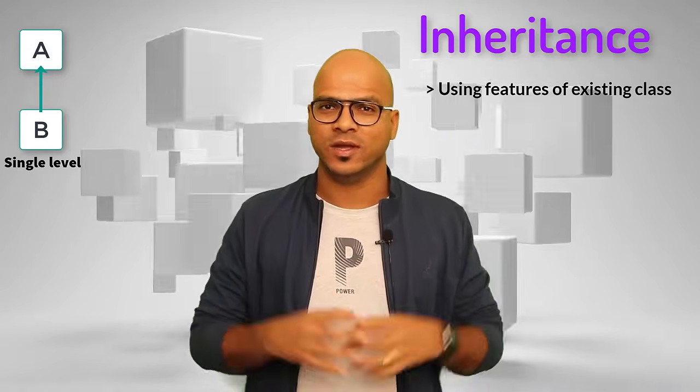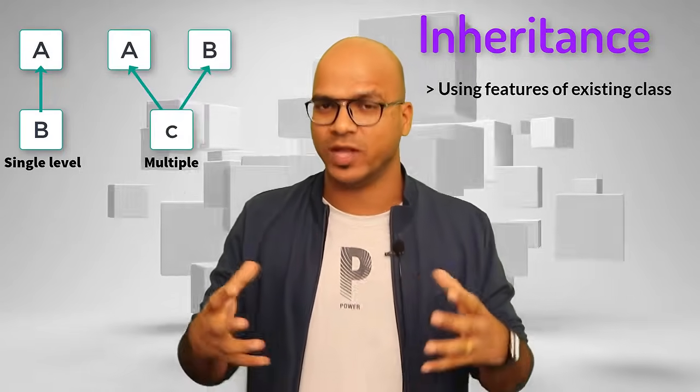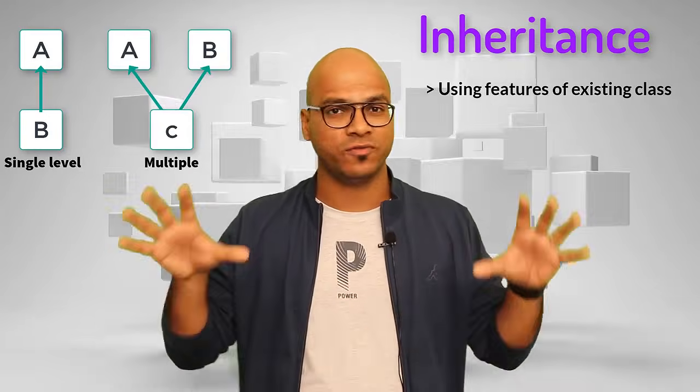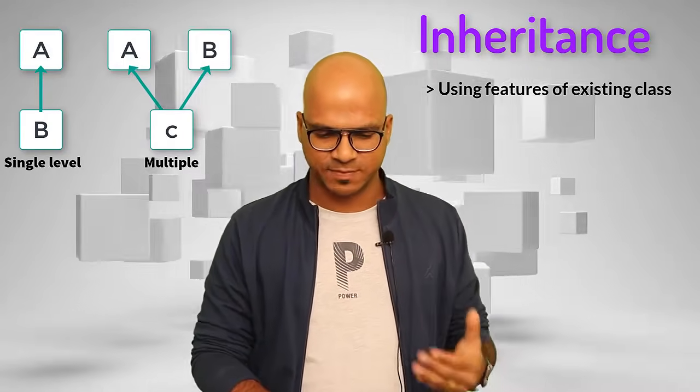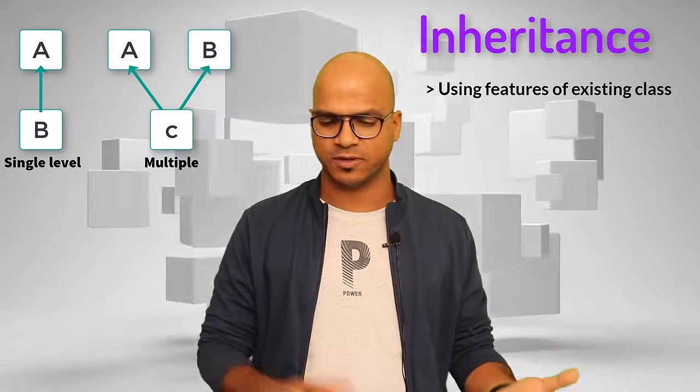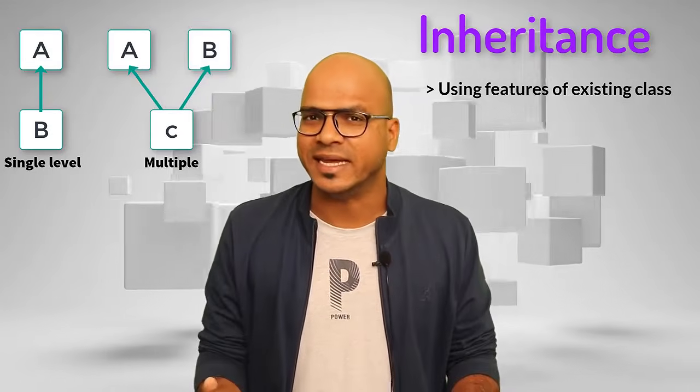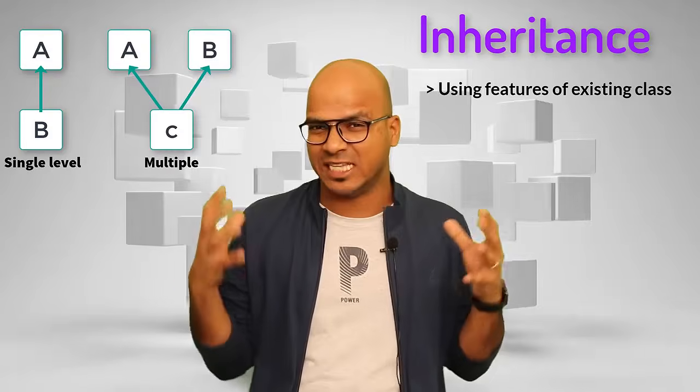Or you can go with the concept of multiple inheritance, where one class will extend from two different classes, or more than two classes. So in this case, we have class A, class B, and then we have class C, which has feature 5, but it is also inheriting A and B. So we can say C has 5 features.